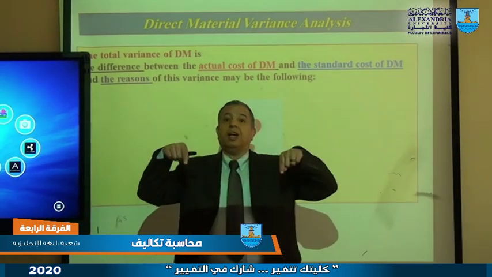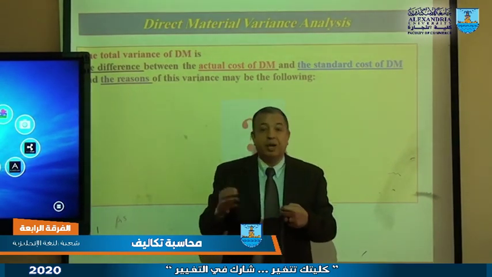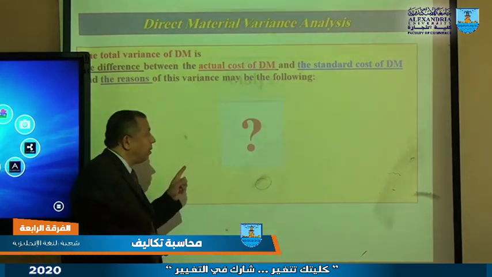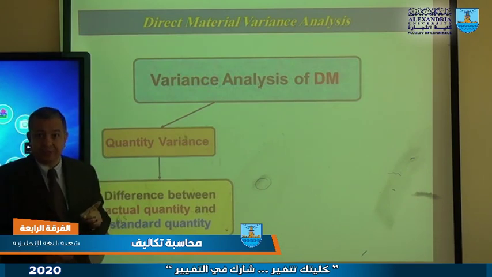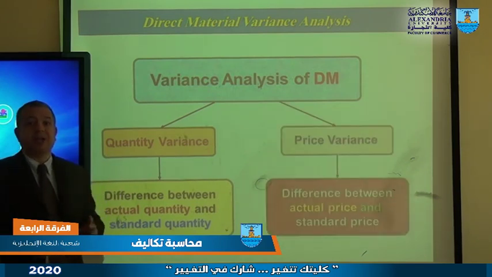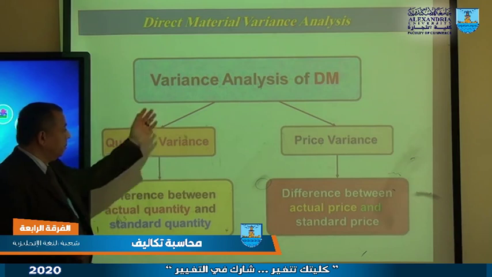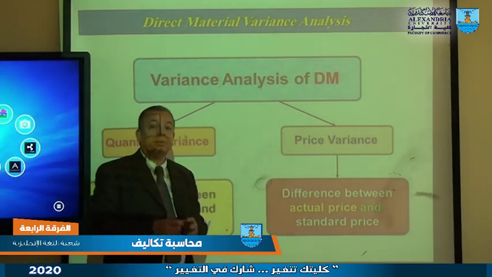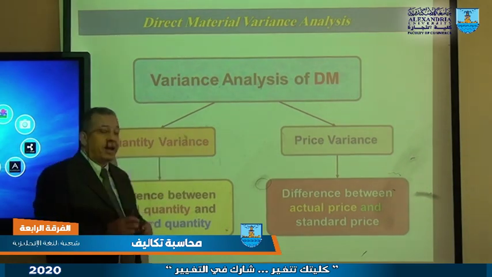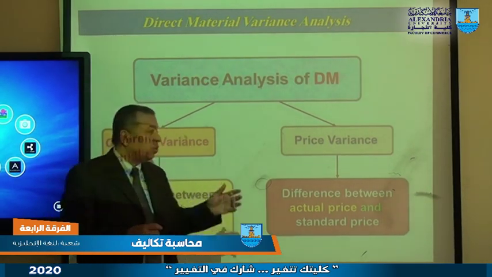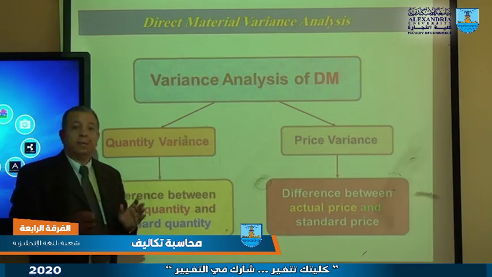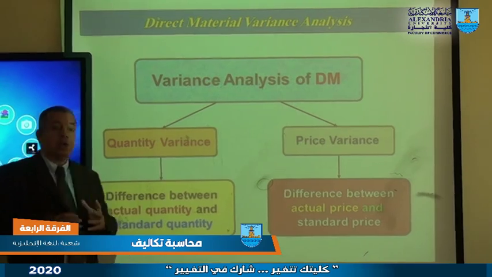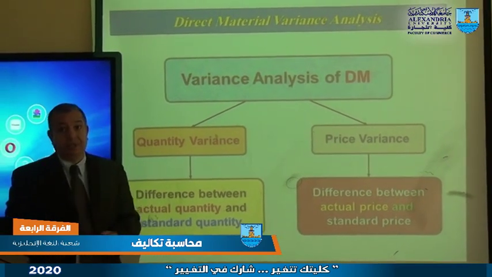According to the elements of costs of direct material, we have quantity and price. We can say we have 2 variances, mainly, for direct material: quantity variance and price variance. Again, when I say variance, I mean actual minus standard. So quantity variance is calculated using the difference between actual quantity and standard quantity.